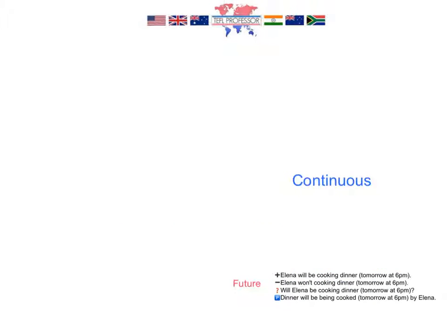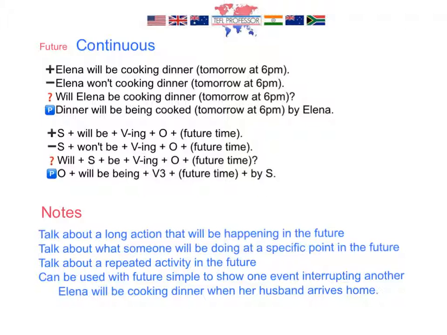Lastly, we have future continuous. With future continuous, we're talking about a long action that will be happening in the future. Again, it's a lot of the same rules as past continuous, talking about what someone will be doing at a specific point in the future, or perhaps a repeated activity in the future. We use will plus to be, or will be cooking dinner. Elena will be cooking dinner tomorrow at 6 p.m.